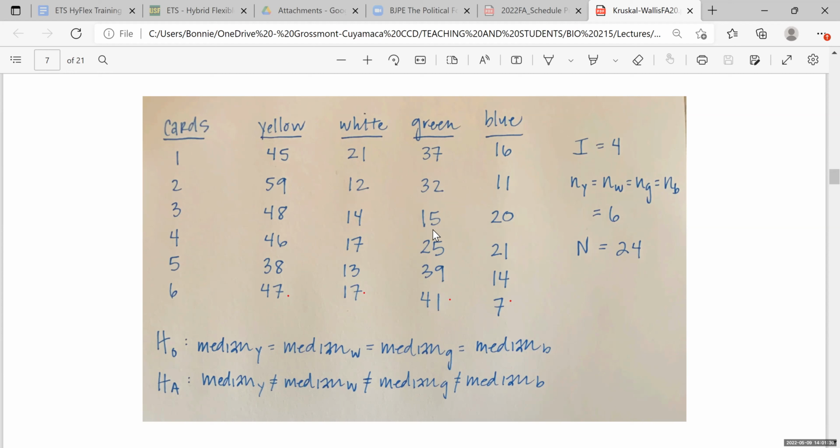Now we have 4 different groups. So our capital I is going to be 4. Our little n sub i's are all equal, and they're equal to 6. We have 4 groups of 6, so our capital N is going to be 24. So we have the different values that we're going to need to plug into our equation for capital H. Now we have to find the ranks and sum them up.